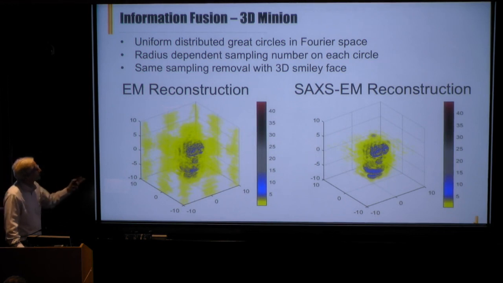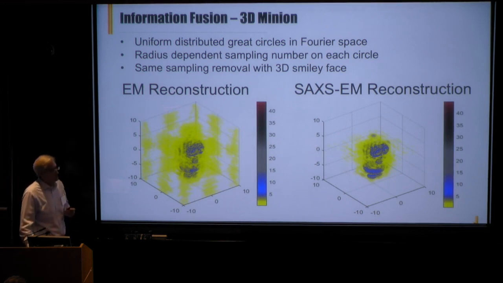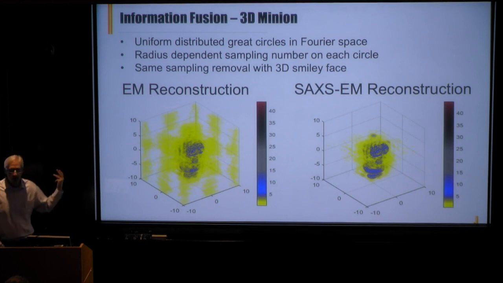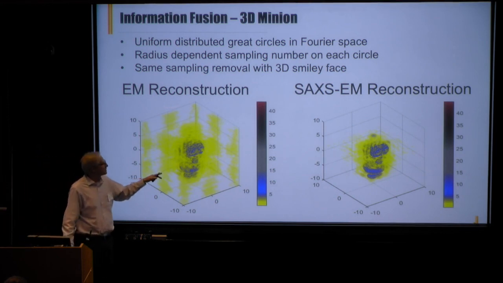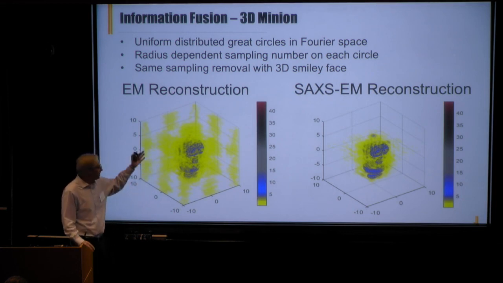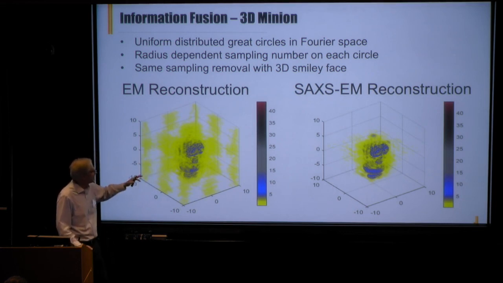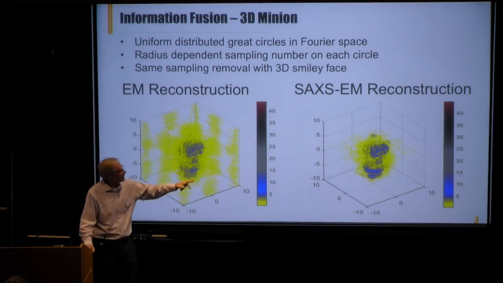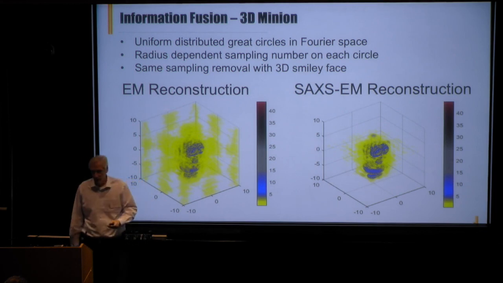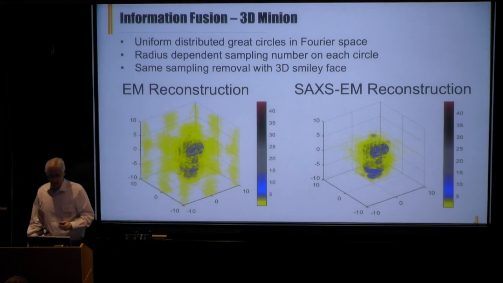if we restrict the projection directions, similarly to what I did for the 3D smiley face, then if we try to reconstruct using tomography or using Fourier slice theorem and back projection, you get something that's a bit blurry over here, but again cleaned up by SACS.